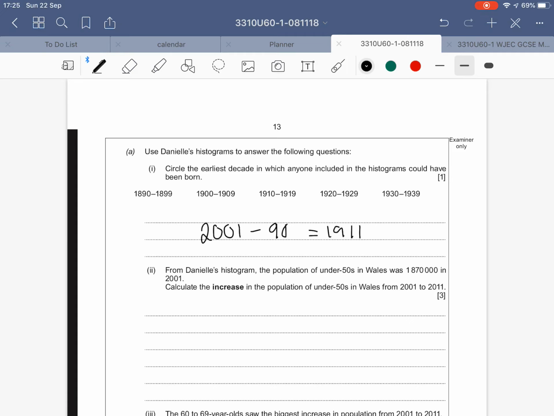See, look, I've said it and I wrote it, but my pen hasn't. So that's obviously this category. So which one has 1911 in it?